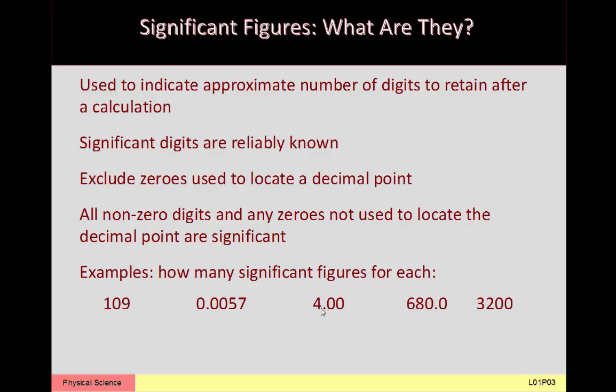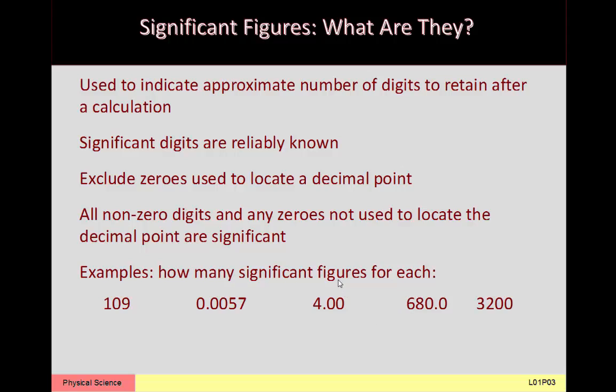For our next number, we have 4.00. So these zeros are not actually needed to locate this decimal point. If we took them away, we would still have 4. So that means that they count as significant figures. Basically, if you have a zero that is following after a non-zero number and it is to the right of the decimal place, then it is significant. If it is the last zero and there's nothing to the right of it and it's to the right of a decimal place, then it's also significant.